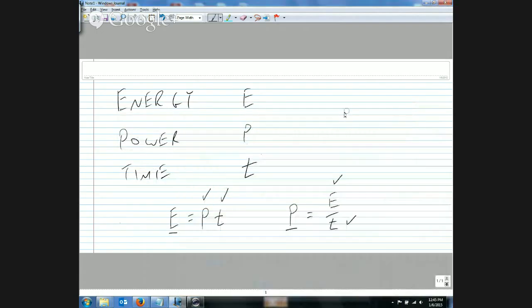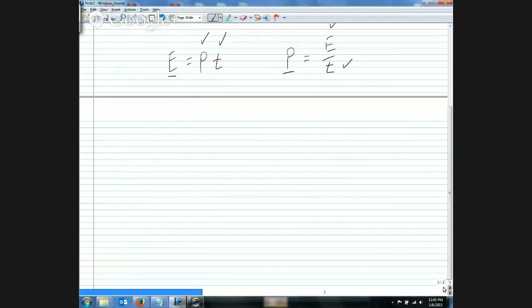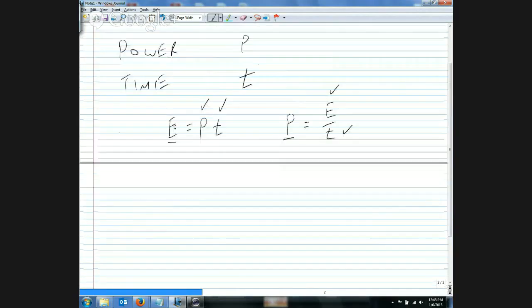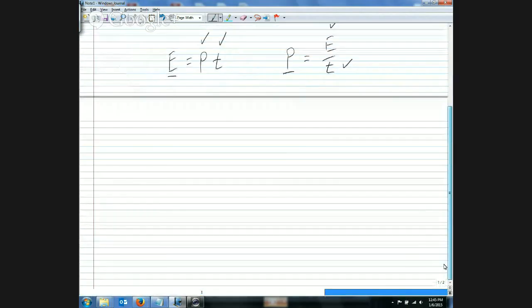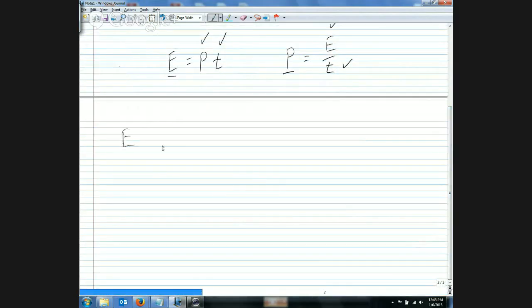Now let's go with a couple examples. Energy is measured in a lot of different units, and I'll just give a few examples here. Energy can be measured in the SI units, or the International Standard Units, which are joules. We can also measure energy in calories with a little c. We can also measure it in kilocalories, and that's typically with a big C. We can measure energy in BTUs, British thermal units.